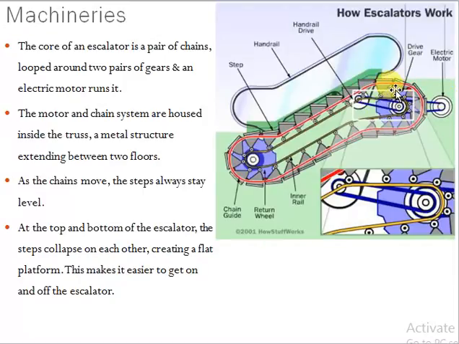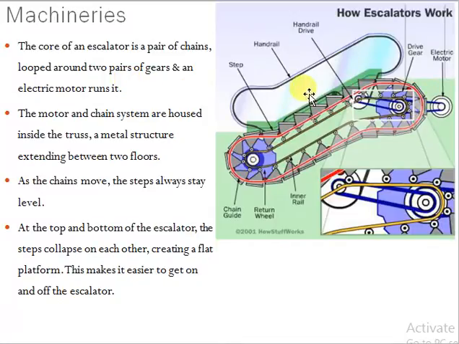Now depending on the capacity we can have escalators with both the drive gears connected to an electric motor, or if the capacity is not very huge, the electric motor can move the upper drive gear and the lower gear simply follows the torque which is given by the main drive gear or the upper drive gear. So the core of an escalator is a pair of chains which are looped around two pairs of gears and an electric motor which runs it.